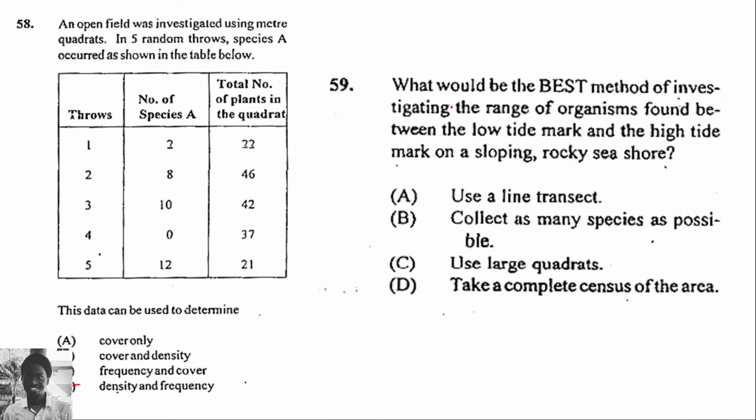Number 59. What would be the best method of investigating the range of organisms found between the low tide mark and the high tide mark on a sloping rocky seashore? A. Use a line transect. B. Collect as many species as possible. C. Use large quadrats. And D. Take a complete census of the area. Okay, so when you're sampling organisms in an area where you have a range, moving from one abiotic factor to another, or you have a sloping land, or you're moving from high tide to low tide, you tend to use a line transect. Line transects are most preferred here. So the answer here is A. Use a line transect.